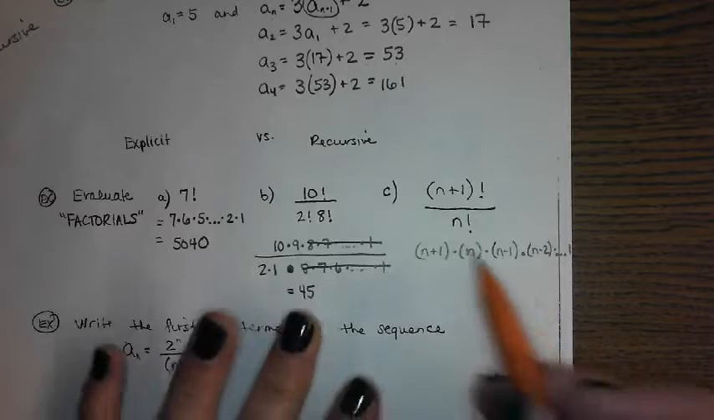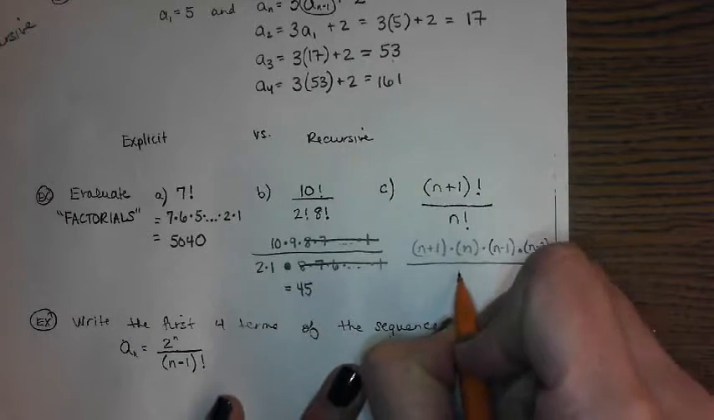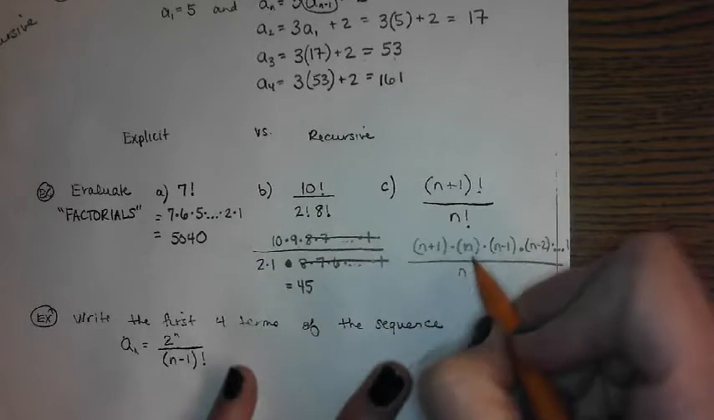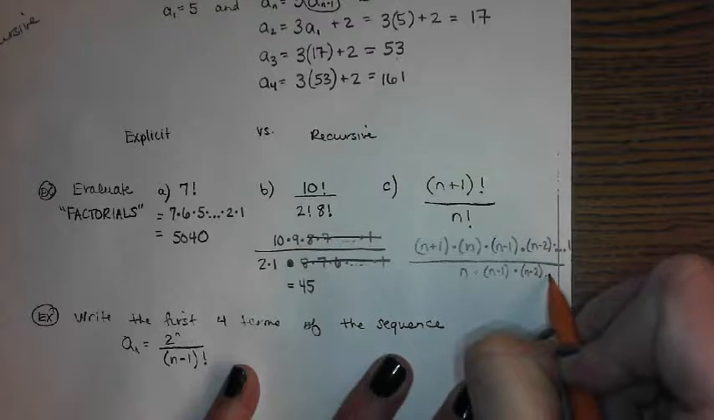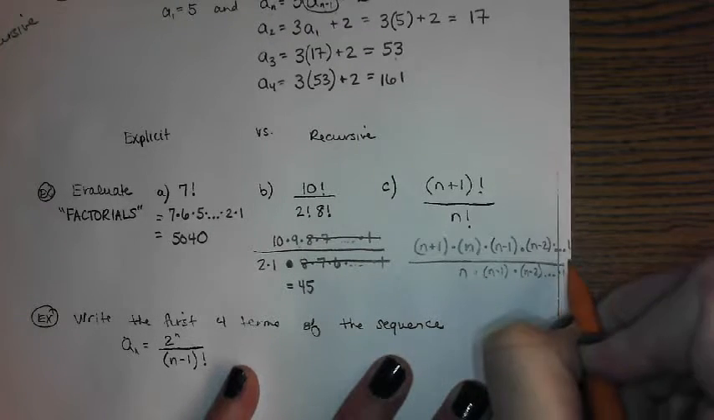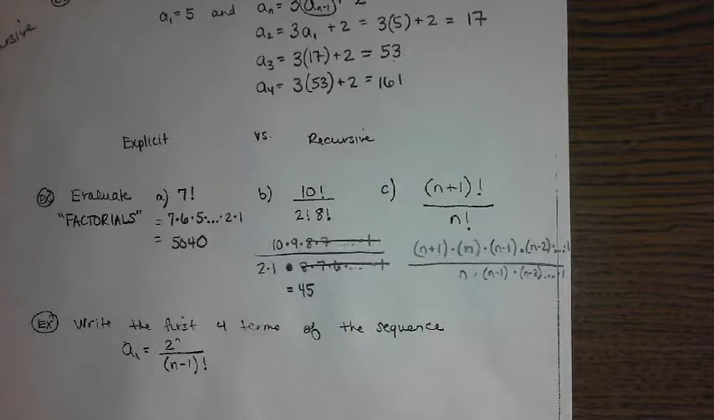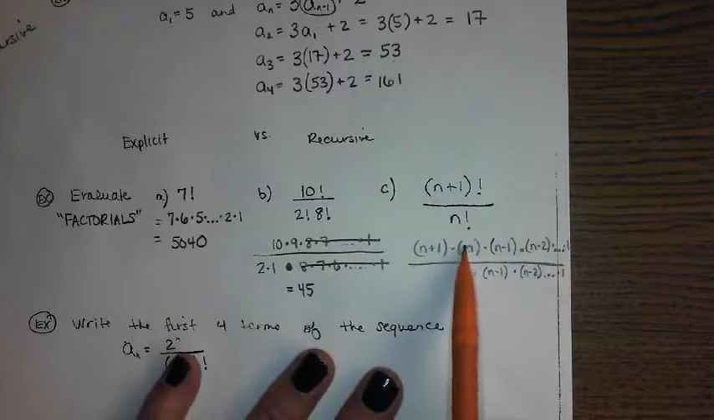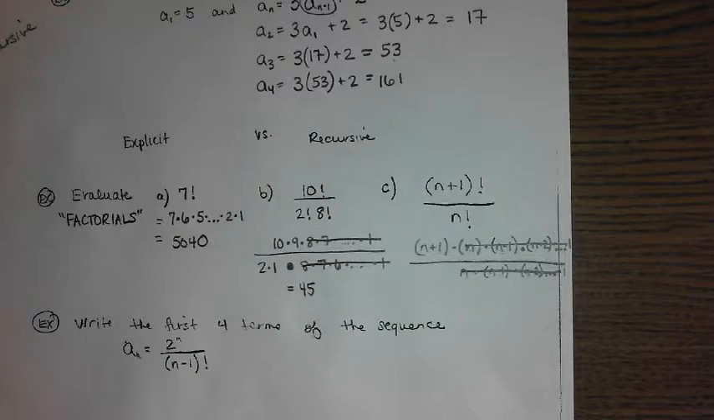Yeah. Good. And then on the denominator, you just have n factorial, so you've got n times n minus 1 times n minus 2, ... times 1. And so that beautiful thing happens here as well. N and down cancels with n and down, and the answer is just n plus 1.